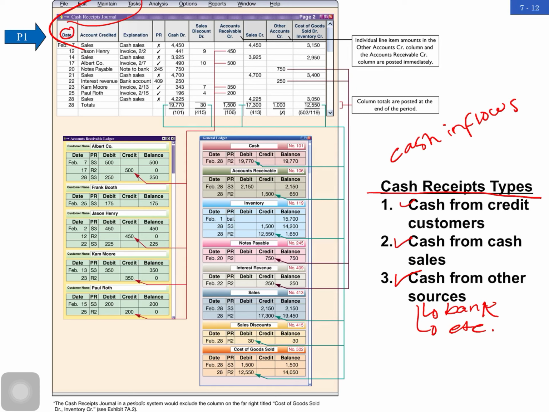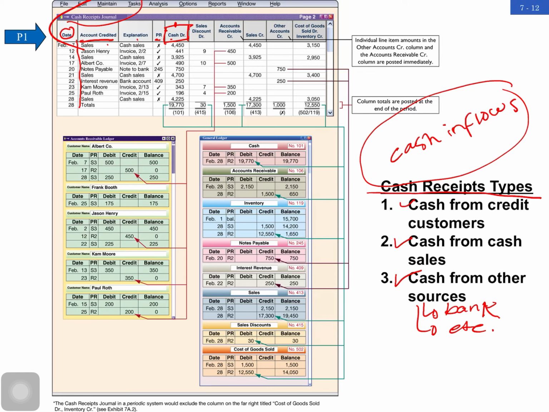You need to have the date here, and then the account credited. You write the name. For example, if you have credit customers, you write the name here, or if the cash is coming from a bank, you write the name of the bank here. This is the explanation, and then this is just the reference, and then cash. You need to have one column here for cash, because this is about cash inflows, right? So this is a must.